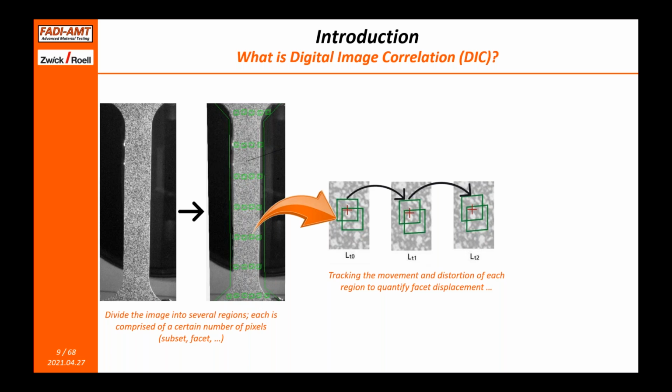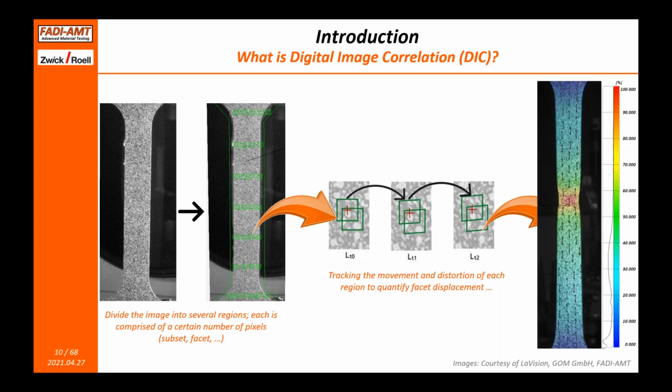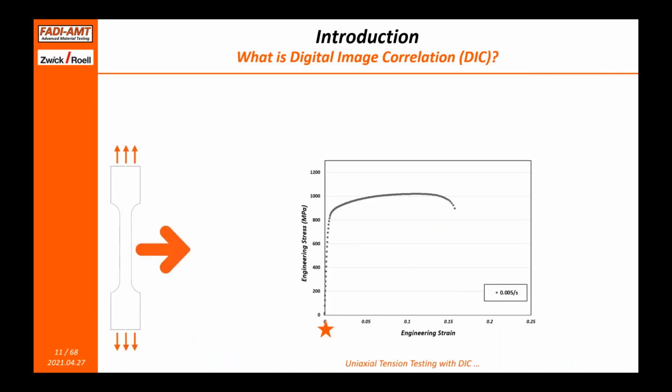And by tracking the center of each one of those subsets, we can establish the deformation vector field by combining all of these subsets together. And from that, we can compute the amount of plastic strain that was experienced by the material, and thus generate a strain map, such as the strain map that you can see here on the right-hand side.